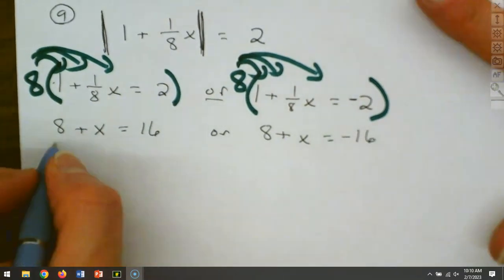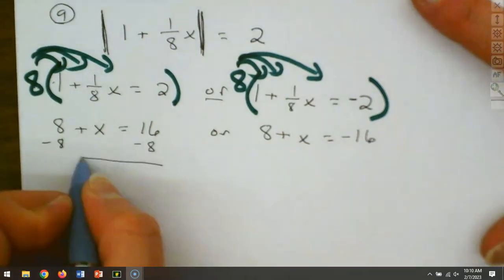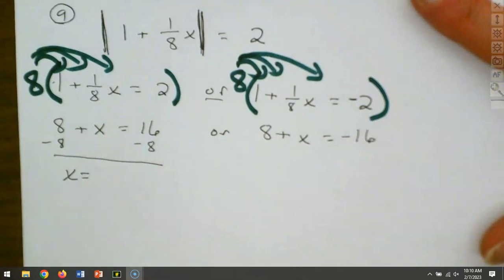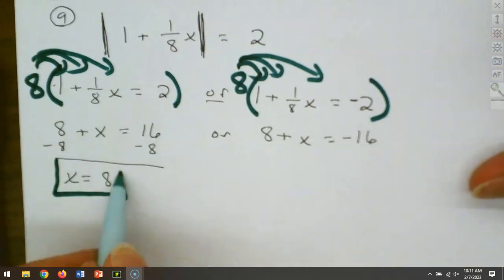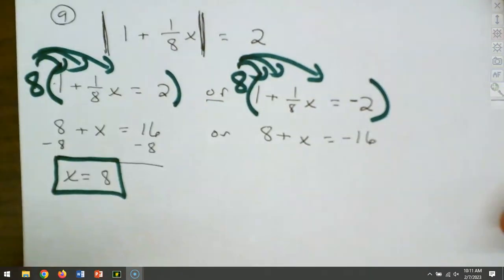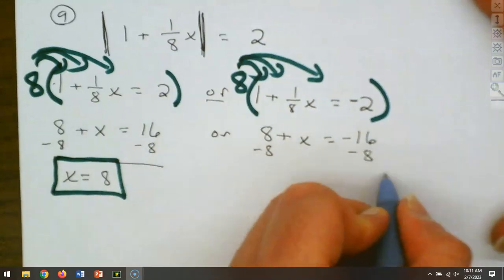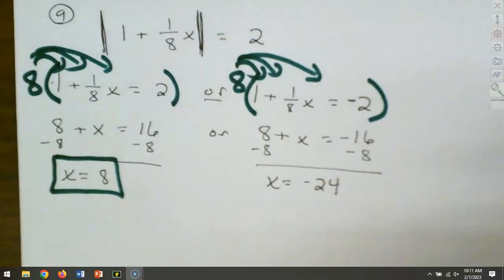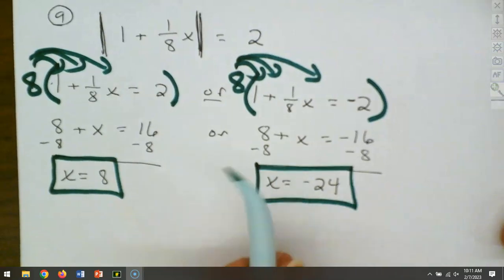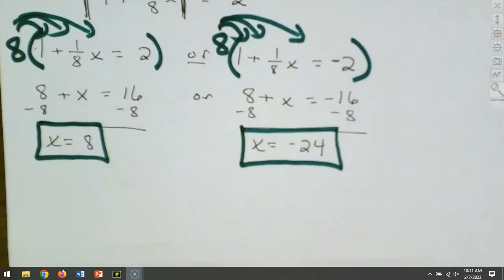Now let's finish it out. So move that 8 over, and that leaves you then with 16 minus 8. So that leaves you with x equaling 8 here. And what about the other one? Well, the other one, we move our 8 over, and that leaves you with x equaling now a -24. Is everyone okay with that so far? So now let's move on, and we'll look at 15, and then we'll talk about inequalities.